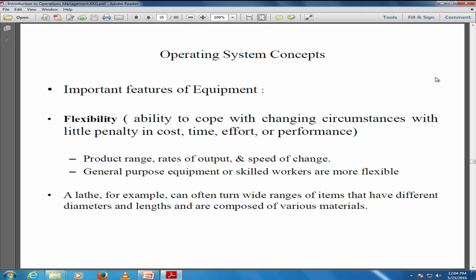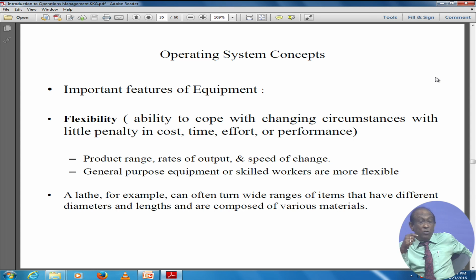Again, what is flexibility? We define flexibility as the ability to cope with changing circumstances with little penalty in cost, time, effort or performance.